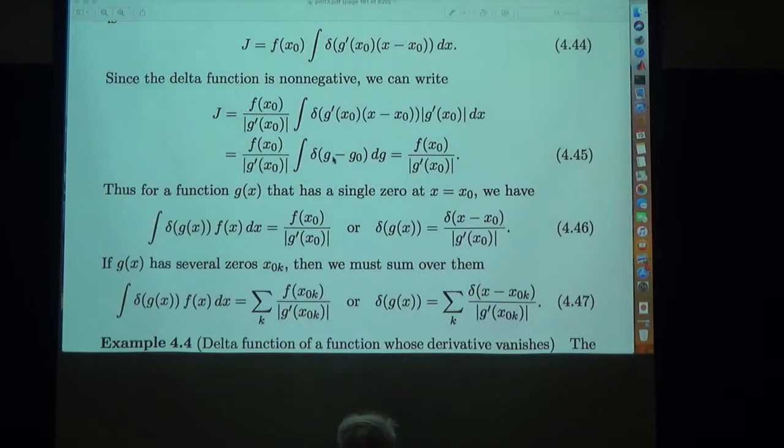And certainly the integral of delta g minus g0 dg, that's just 1, because that just has a spike when g hits g0. When g is not g0, it's 0. It hits the spike and you just get 1. So this integral is clearly 1. So this part.